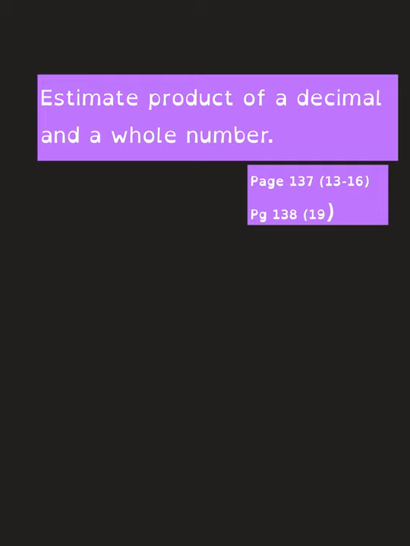Today, this is estimating the product of a decimal and a whole number. We'll be doing examples from the book, page 137, numbers 13 through 16, and I'll let you know when we're doing those, and I'll number them on the screen. And we'll be doing a word problem on page 138, number 19. Thank you, and follow along with the slides.